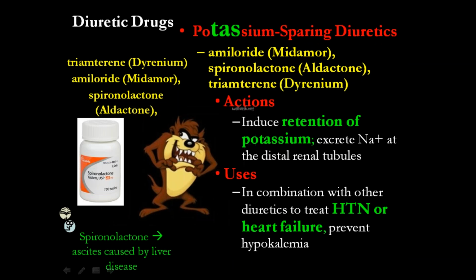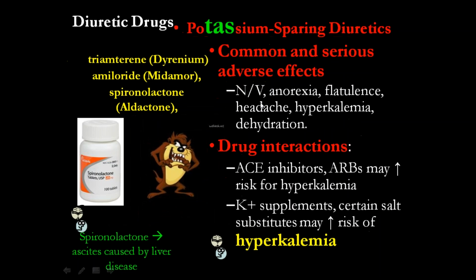All right, so let's talk about potassium-sparing diuretics, and you already know the mnemonic for potassium-sparing is TAS: triamterene, amiloride, and spironolactone. So those three are going to be potassium-sparing. Okay, so let's keep going with this. What is the main side effect of the potassium-sparing diuretics? Hyperkalemia.